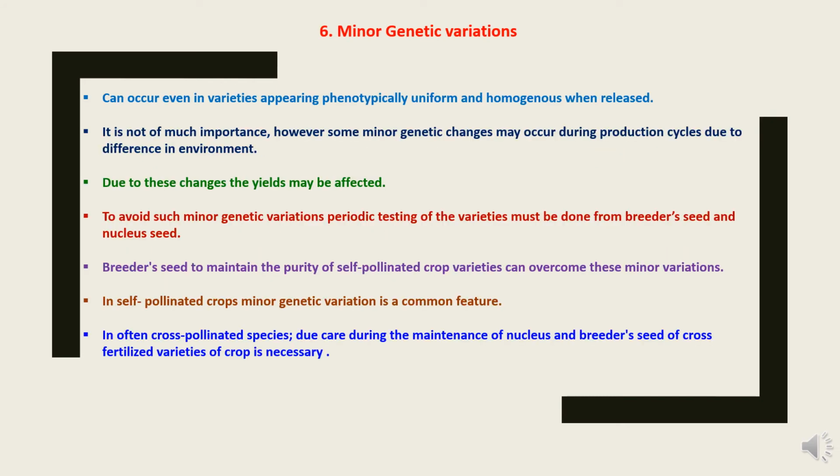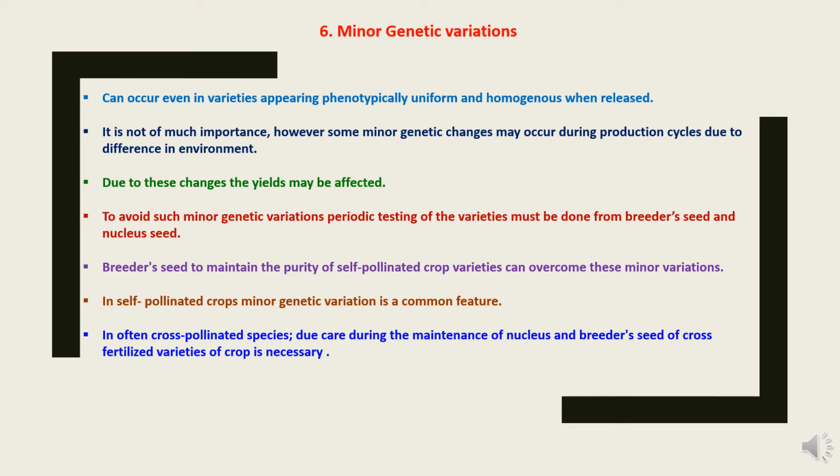Sixth factor for deterioration of variety is minor genetic variations. Minor genetic variations can occur even in varieties appearing phenotypically uniform and homogeneous when released. It is not of much importance, however, some minor genetic changes may occur during production cycles due to difference in environment. Due to these changes, the yields may be affected, and to avoid such minor genetic variations, periodic testing of varieties must be done from breeder seed and nucleus seed.